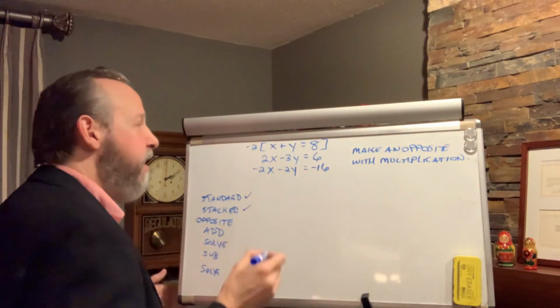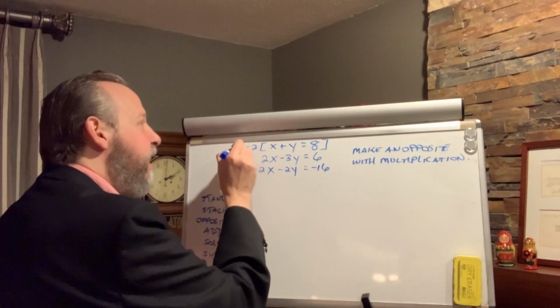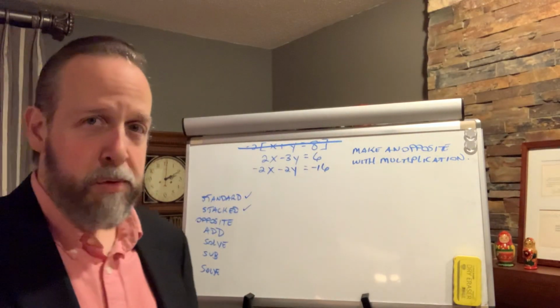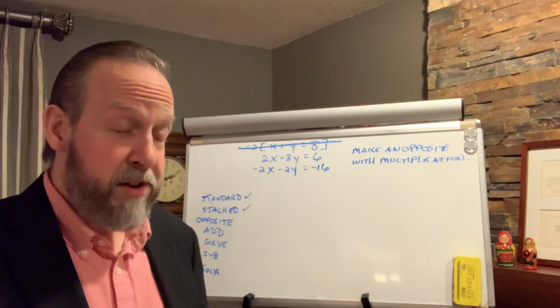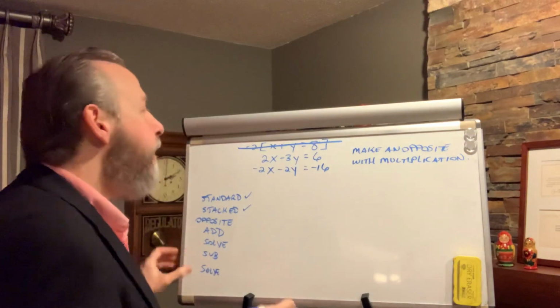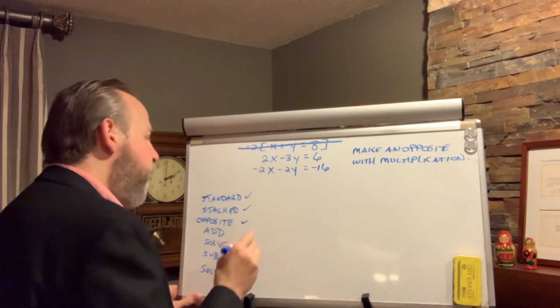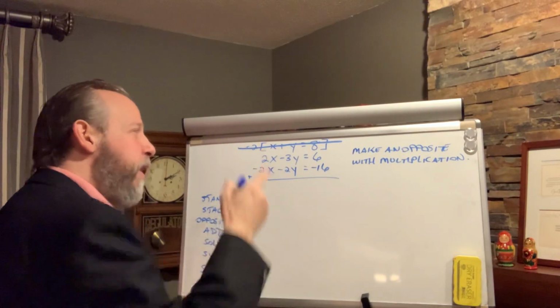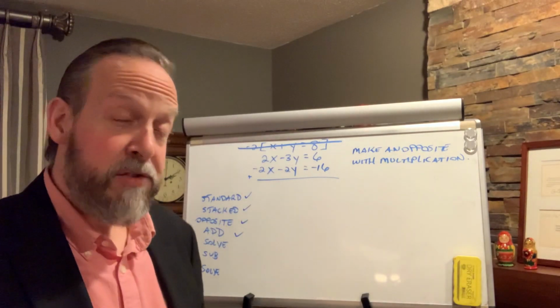Now that I've done that, I don't need that line anymore. I've multiplied the whole line by a certain number. It didn't change the value of the line. I just changed the way it looks. Now I have opposites, and now I can add as before. 2x plus negative 2x, again, cancels to nothing. It's gone.